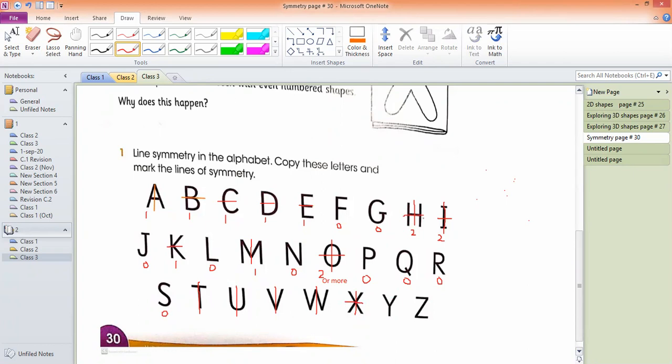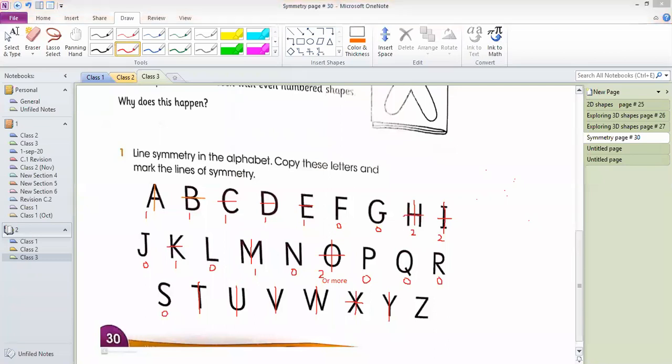Now Y and Z. You have to check the symmetry of Y. So Y has one line of symmetry, and that is vertical. If you draw it horizontally, guys, it cannot have symmetry horizontally because this part is not same as the above part.